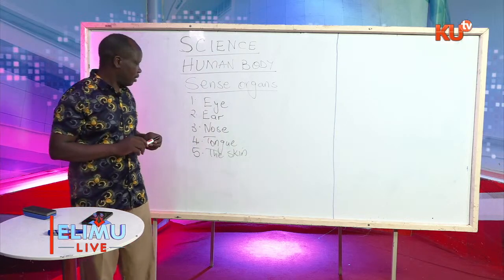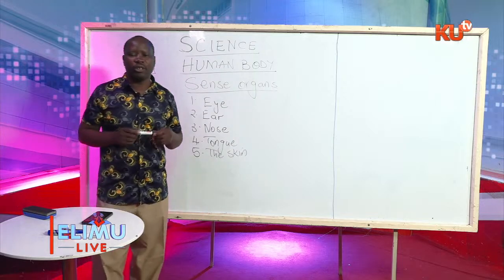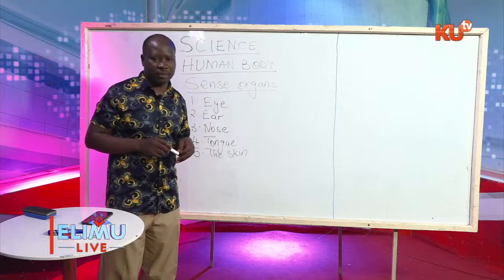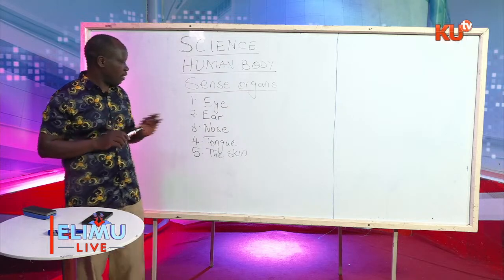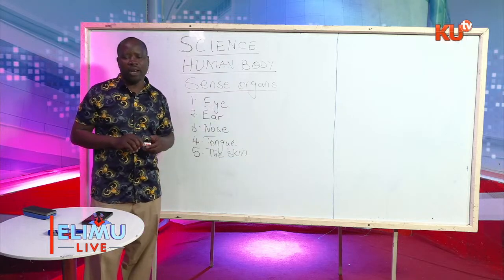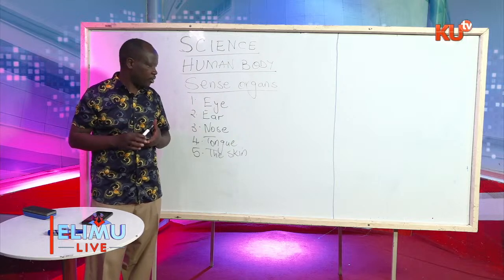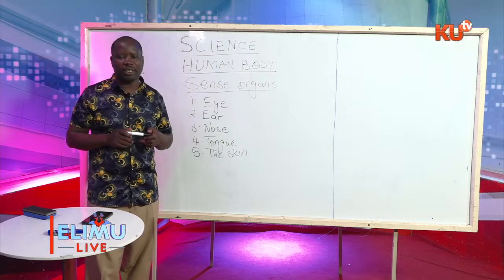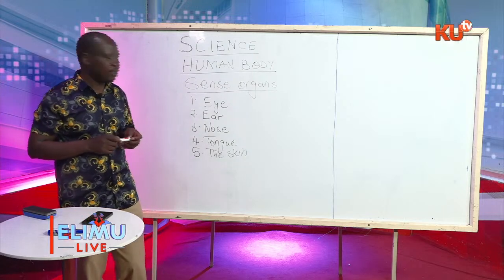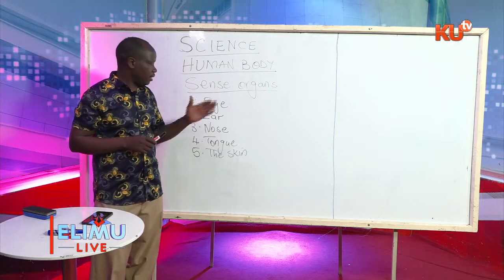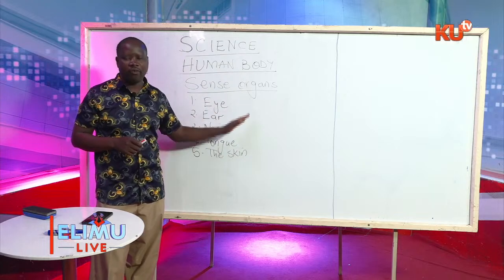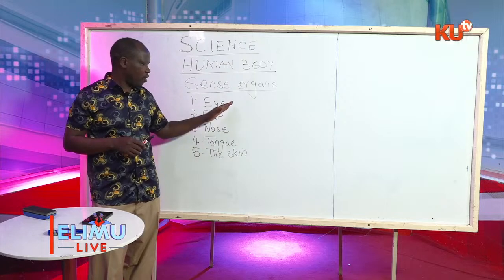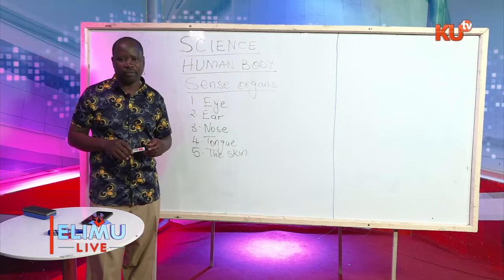So this means we have a total of 5 sense organs on our bodies, as listed here. So if somebody asks you to name sense organs, you should know that we have 5 sense organs. And let's see how many of these sense organs do we have. How many of each do we have?